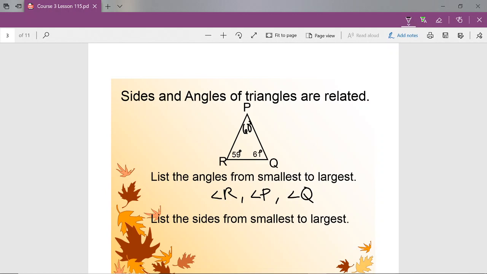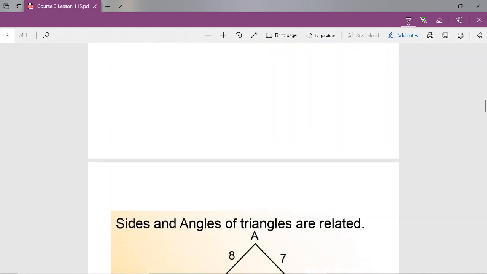So let's name the sides here based on the angles. 59 degrees is across from this side here, so angle R relates to side R, or we could also call it PQ. And then our middle one, this 60 degrees is across from this side over here, so we would name it side P. And then 61 degrees is across from this side here, so side Q. So depending on how you label them, we would say smallest to largest is side R, side P, side Q, or using the vertices there, we have PQ, we have RQ, and we have RP. Okay?